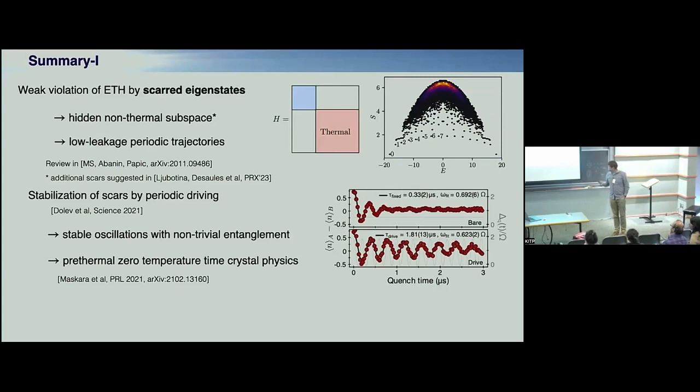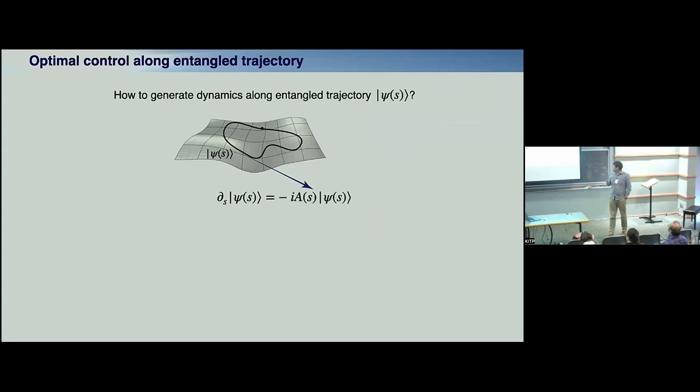So, okay, if there are no more questions, hopefully I'm motivated that it makes sense to drive systems. And now I want to switch gears a bit and ask, again, are these Floquet scars generic? And also something else that is nice is to have a perfect model. So can we have a perfect model with scars? And for that, I actually want to ask a simple question. I give you an entangled trajectory. How can you generate dynamics along this trajectory?